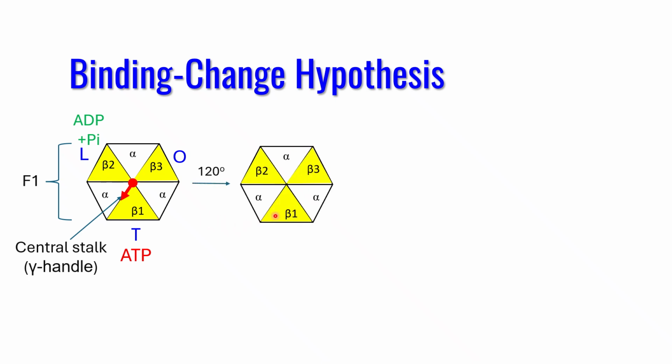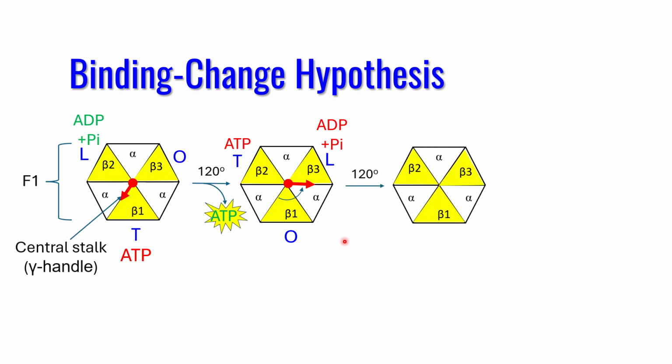Gamma handle will align in this position here, and there will be change in the conformations given here. OLT, T will change to O, and O has least affinity, therefore ATP will be released from here. O become L, allowing binding. This O will become L, allowing binding of substrate here, and this L will become T, leading to the synthesis of ATP. So in the first round of 120 degrees rotation, there will be synthesis of the first ATP molecule.